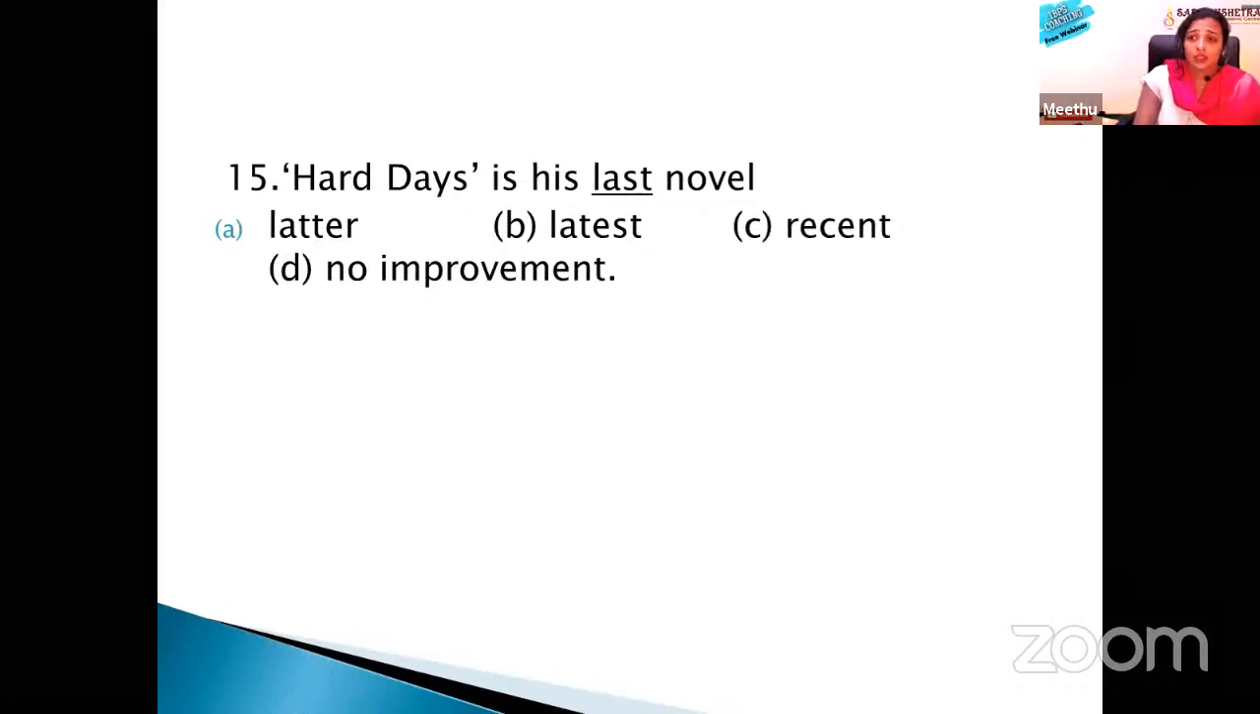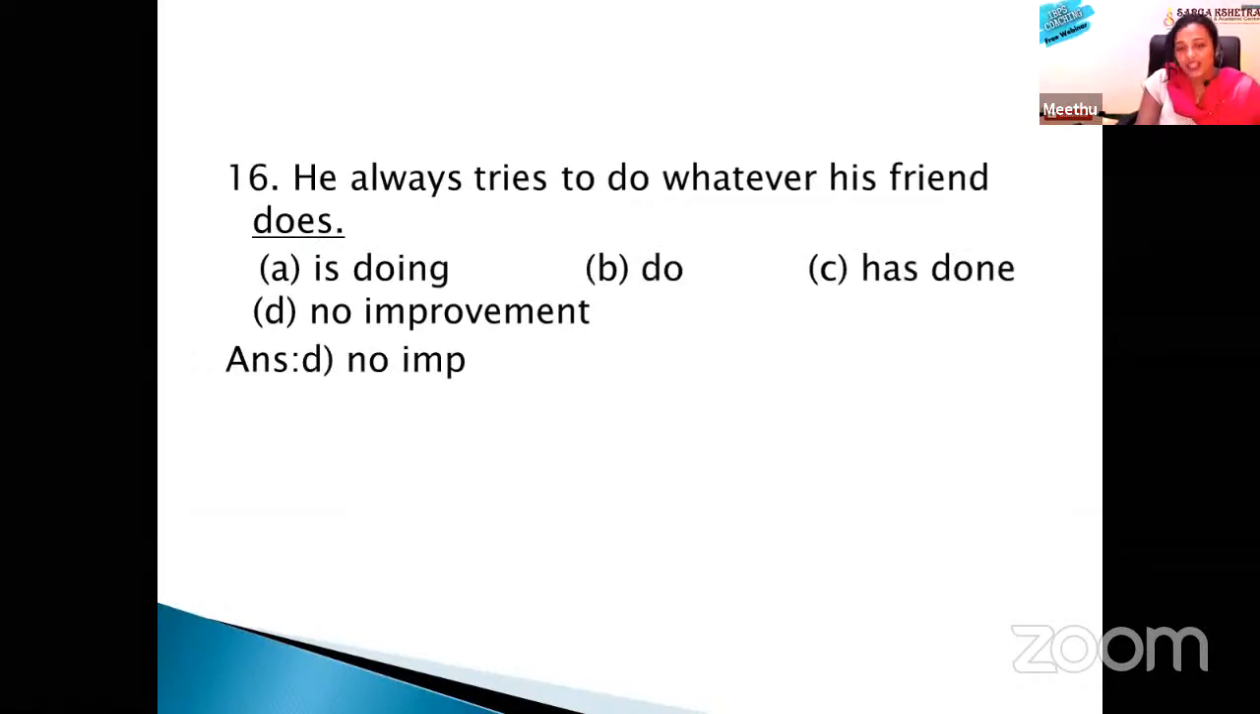You know that. Good, better. ER words must be comparative. Comparing two things, you should use the comparative form. Superlative is a superlative, latest. Just keep in mind, ER for comparative, and for superlative forms, add EST or most: latest, best. All these are the superlative forms. Then: he always tries to do whatever his friend does. No improvement. Please keep in mind the concord.